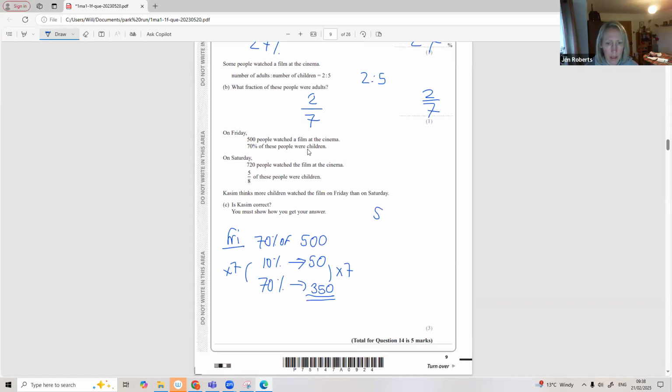Let's see for Saturday. On Saturday, it was 5/8 of 720. Let's get 1/8 of 720 first. You do that by working out how many 8's go into 720. You could just use a method like this. 8's into 7 is 0. How many 8's go into 72? I know that's 9. And 8's into 0 is just 0.